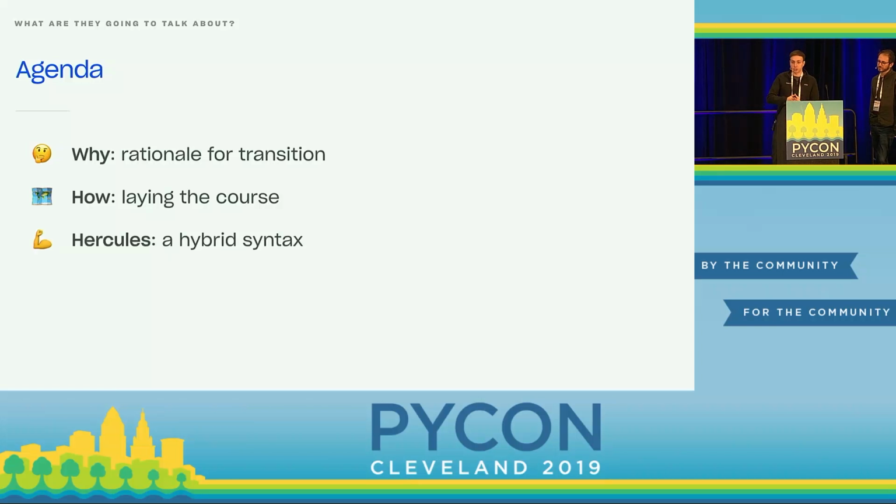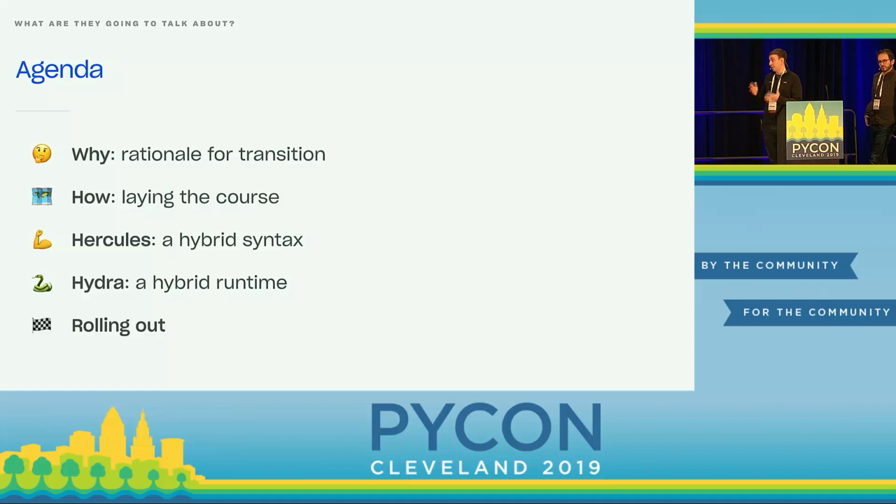The first one was Project Hercules, where we migrated our entire code base from Python 2 to a hybrid Python 2 and 3 syntax. Then we'll talk about Hydra, which was our hybrid runtime, so the ability to run both 2 and 3 on a user's computer. And then finally, we'll go into how we combine those into actually executing the transition, so how we made the rollout happen.